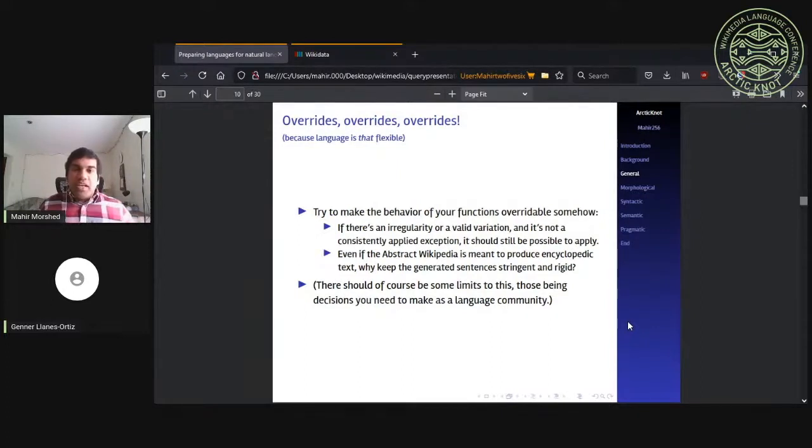Because just because Wikipedia, or any encyclopedia, should have very standardized text doesn't mean that the sentences themselves should be very rigid. Wikipedia would not be fun to read if all of the sentences had a very strict structure to them. Strict meaning, just grammatically speaking. And of course, there can be some limits to this. It's something you can decide as a language community for yourself. Maybe the Northern Sami sentences are going to be more flexible than the Skolt Sami languages. Who knows? That's something that the community has to decide.